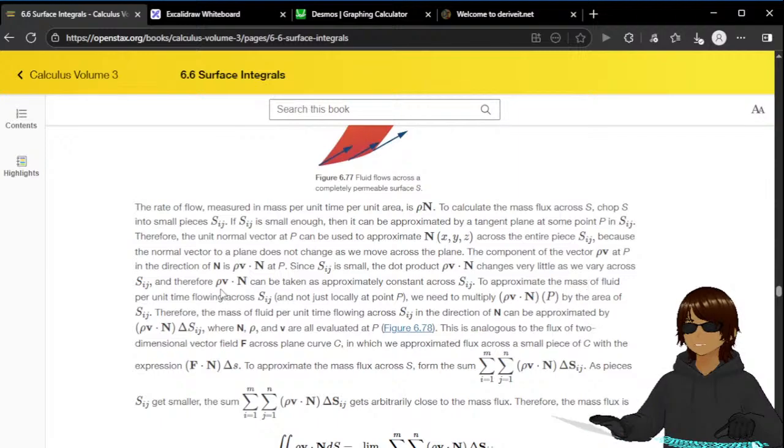To approximate the mass of fluid per unit time flowing across Sij, you need to multiply rho v dot n by the area of Sij.